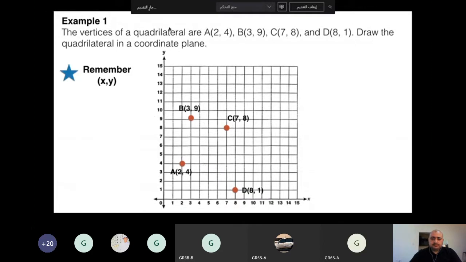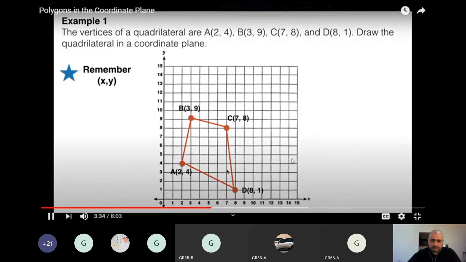Now I need to draw the quadrilateral. And this is pretty simple. All you're doing is connecting the dots. You have to do it in order. I'm not going A to C and then C to B. I'm going A to B, right? So I draw that, then B to C, then C to D, and then finally D back to A. And there is my quadrilateral. 4 sides. It's a closed figure.